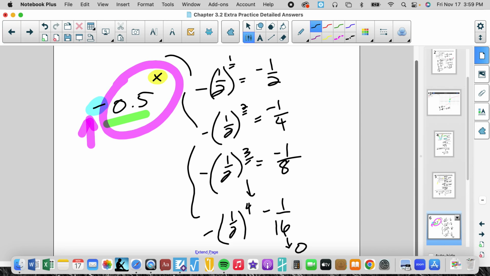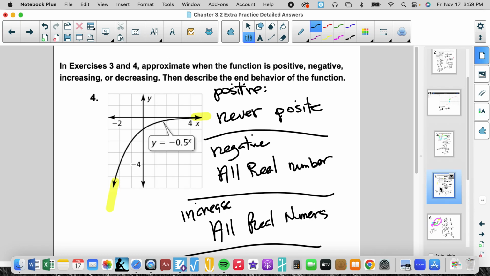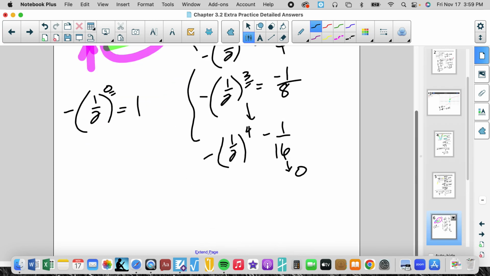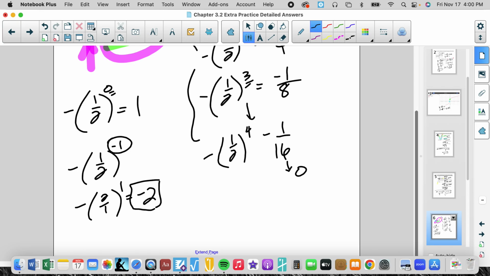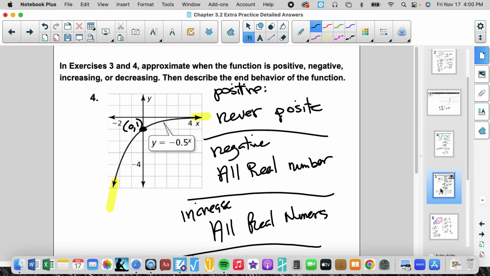Now if we move in the other direction, here's the cool thing about exponents. Any number to the 0 power is equal to 1. So if we go to 0, we notice that it is 1. That point is (0, 1). And if we go in the other direction, if we did negative 1, that's going to be equal to the reciprocal, and that equals negative 2. So if we plug in negative 1 for x, we should get negative 2. Let's look at the graph. Negative 1 for x gave us negative 2. So that's neat.